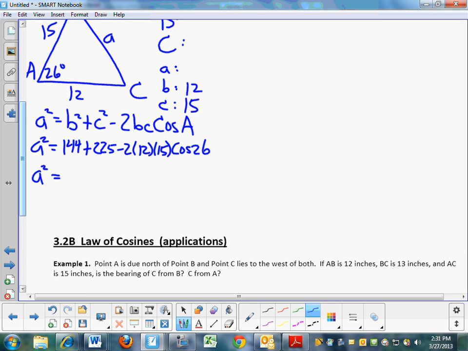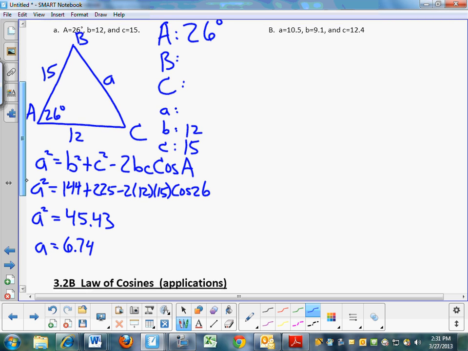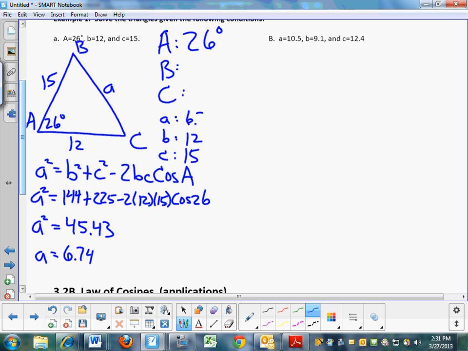Second, square root, second answer. Negative key. A squared is 45 point. So your answer is A squared. You have to square root it. You get A is equal to... So I go up to side A here. I got 6.74.